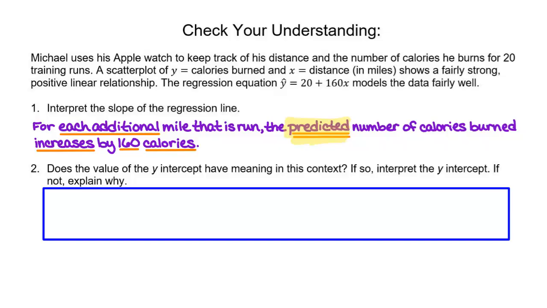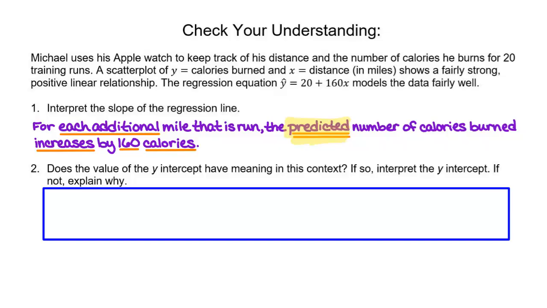Super important. On questions like this that show up on the AP exam, if you leave off that word predicted, it goes from being essentially correct to partially correct. So this is one of those big important concepts where one word being there or not being there makes a huge difference.